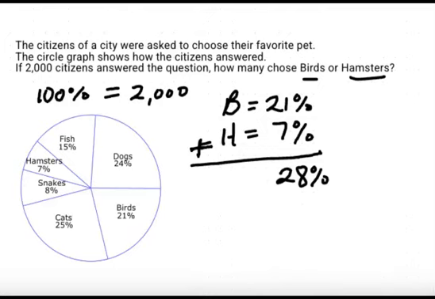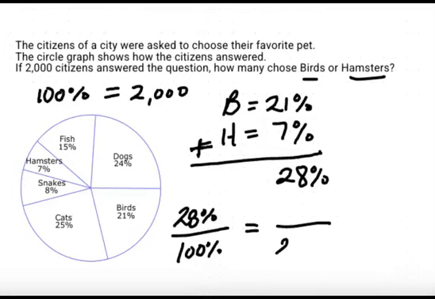So here's one way we can do that. I know that 28% out of 100% is what I'm looking at, okay? And I know that my total population, remember 100% of my population is 2,000, okay? So I want to compute 28% of that. I don't know how much that is. So we say 28 is to 100 as X is to 2,000.